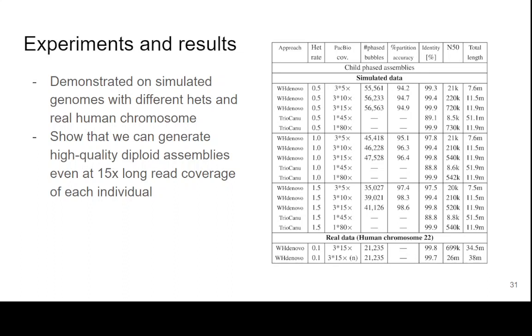And we observed that we could produce higher quality assemblies relative to Trio-Canu, 99.3%, and also the continuity was higher because we could partition reads better than Trio-Canu. And then we performed an experiment on the real data for chromosome 22 only, and this suggests that we can generate a high quality diploid assembly even at 50x long read coverage.